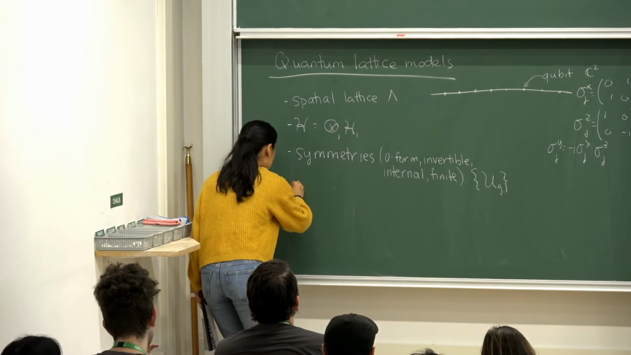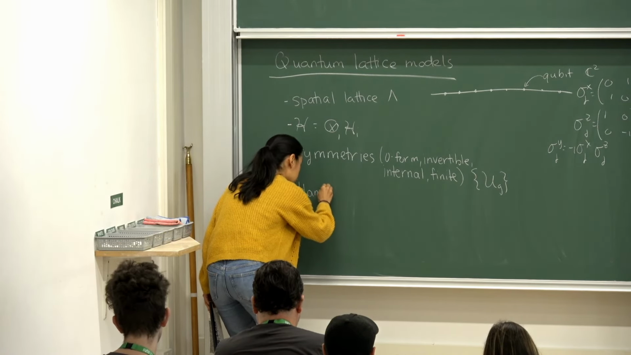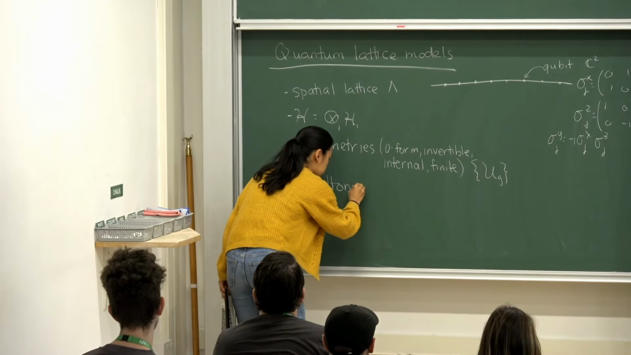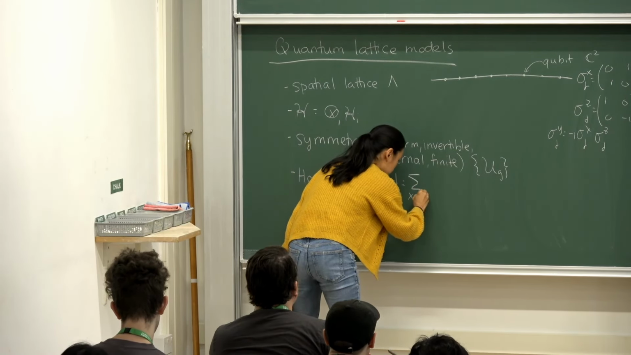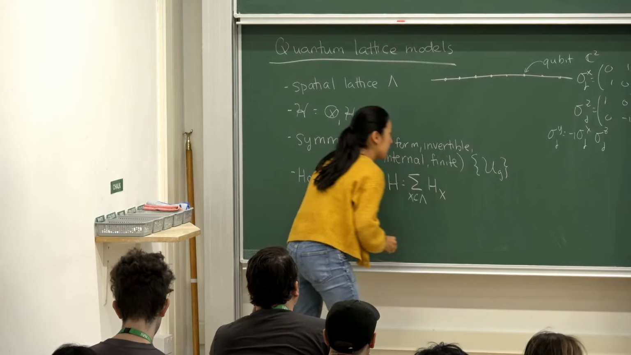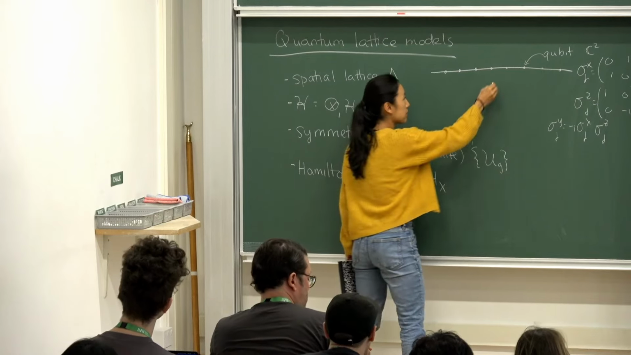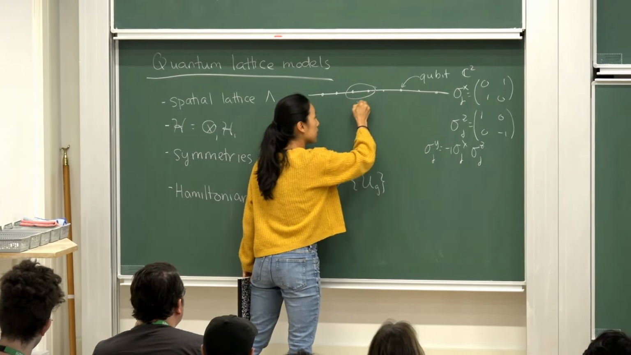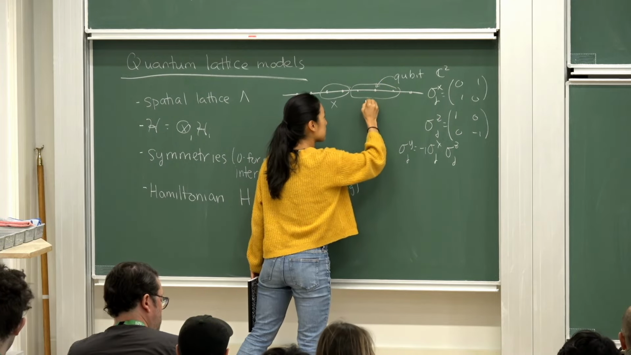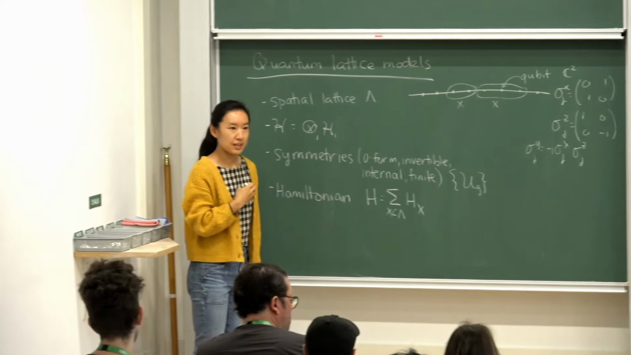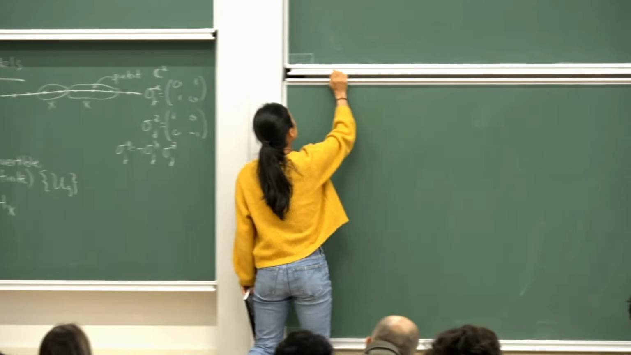And then finally, you also have the dynamics given by the Hamiltonian. And so it's just a collection of local operators. Each of these is a subset of your lattice and might act on something like this, or like some 3 sites like this, etc. And we're going to study, in particular, gapped Hamiltonians.